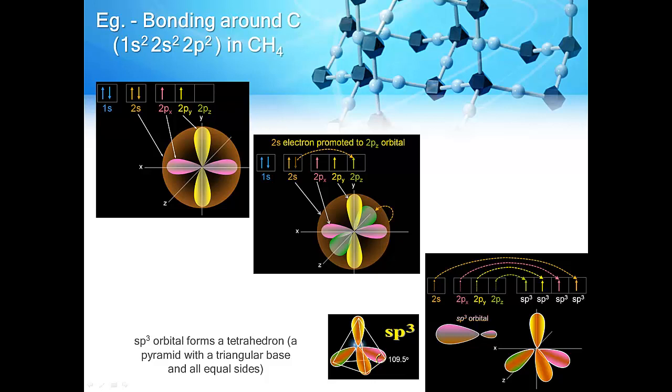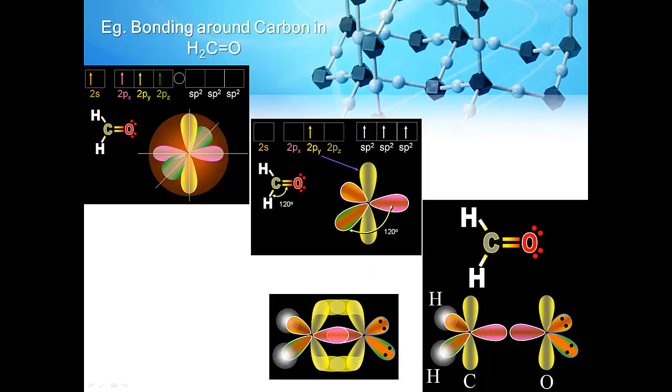What else can we have? We could have now, this is an sp3 orbital again. This is another way of showing it. So imagine now we're promoting an electron up from the 2s to the 2p orbital, and they hybridize to give us some sp3s. And they're going to form a tetrahedron. Remember, that tetrahedral shape is what we're after.